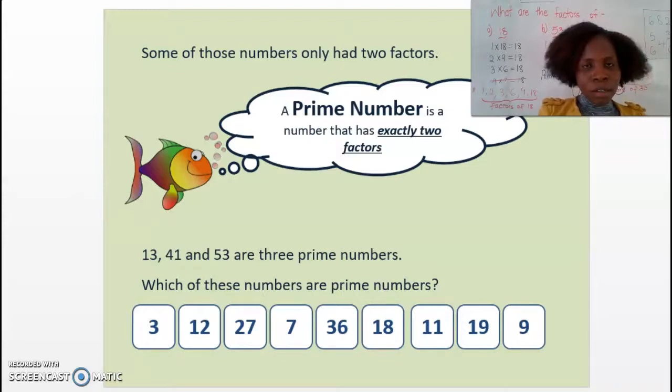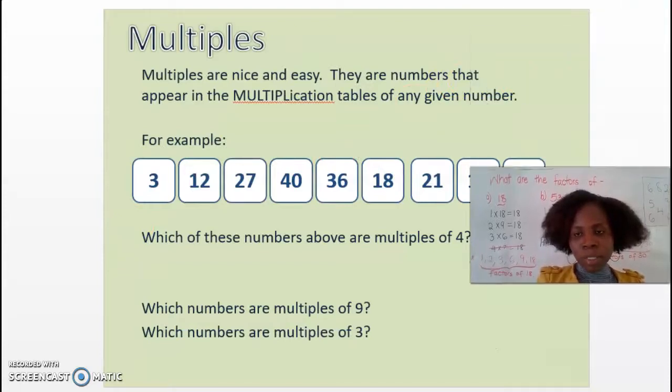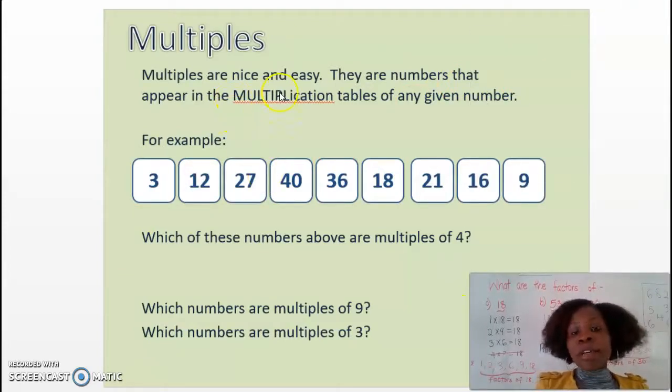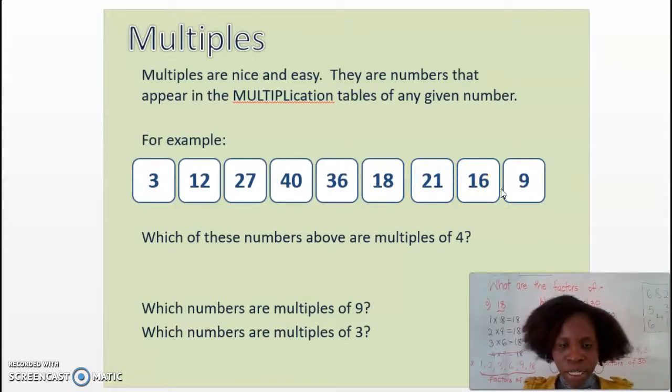Our next is called multiples. Multiples are nice and easy. They are numbers that appear in a multiplication table of any given number. For example, 3, 12, 27, 40, 36, 18, 21, 16, and 9 are multiples of numbers. So can I take you through how you can get multiples of a number? Let's find out how multiples of numbers work.